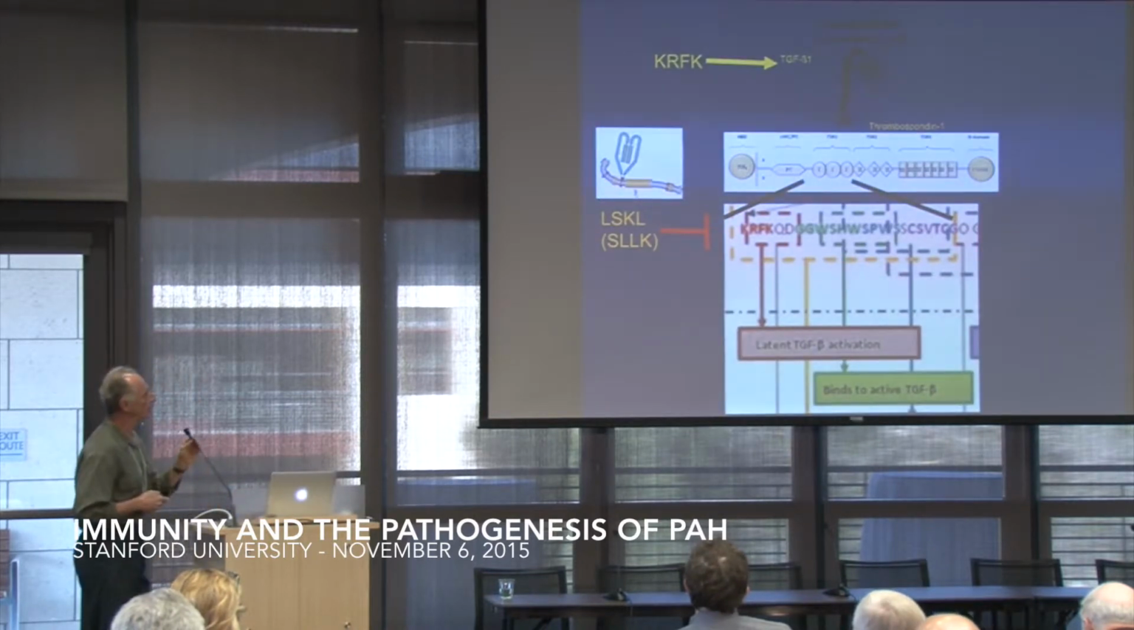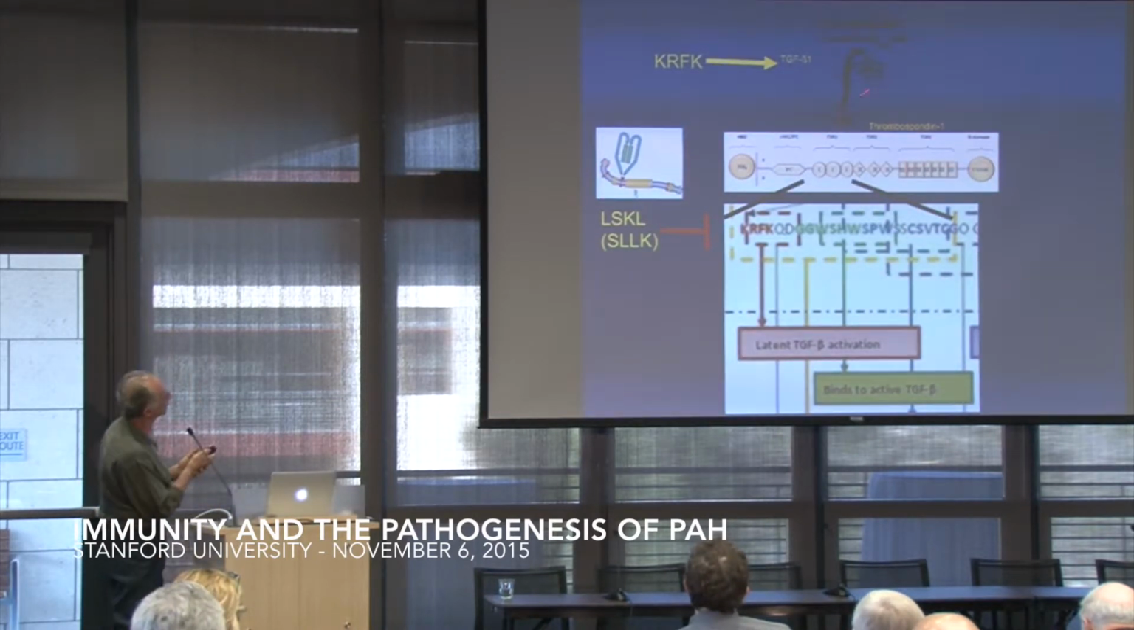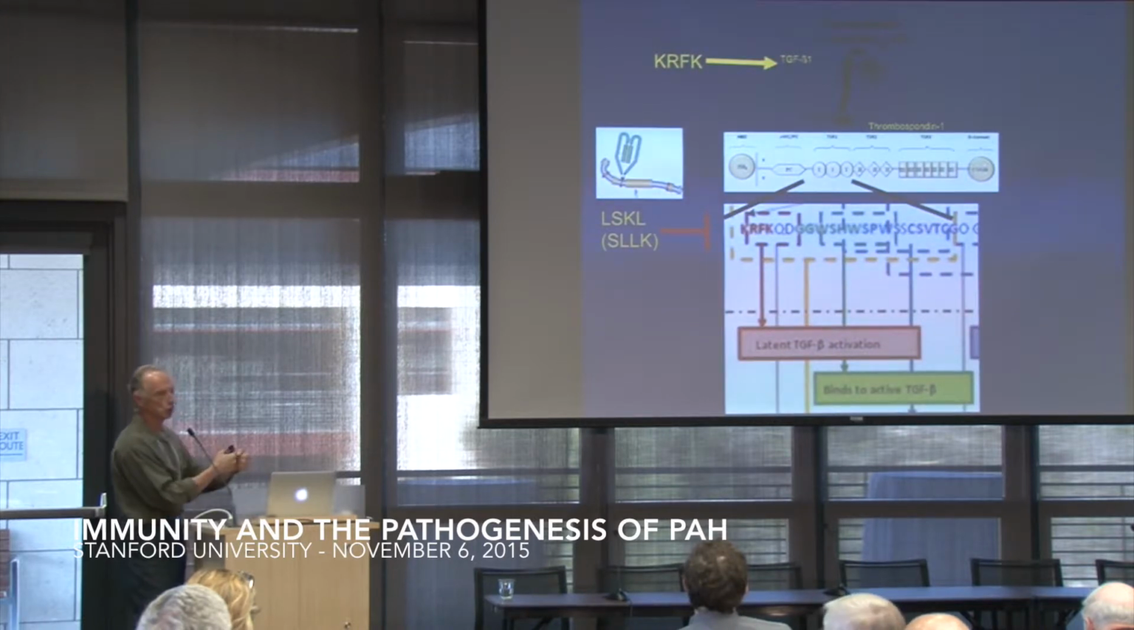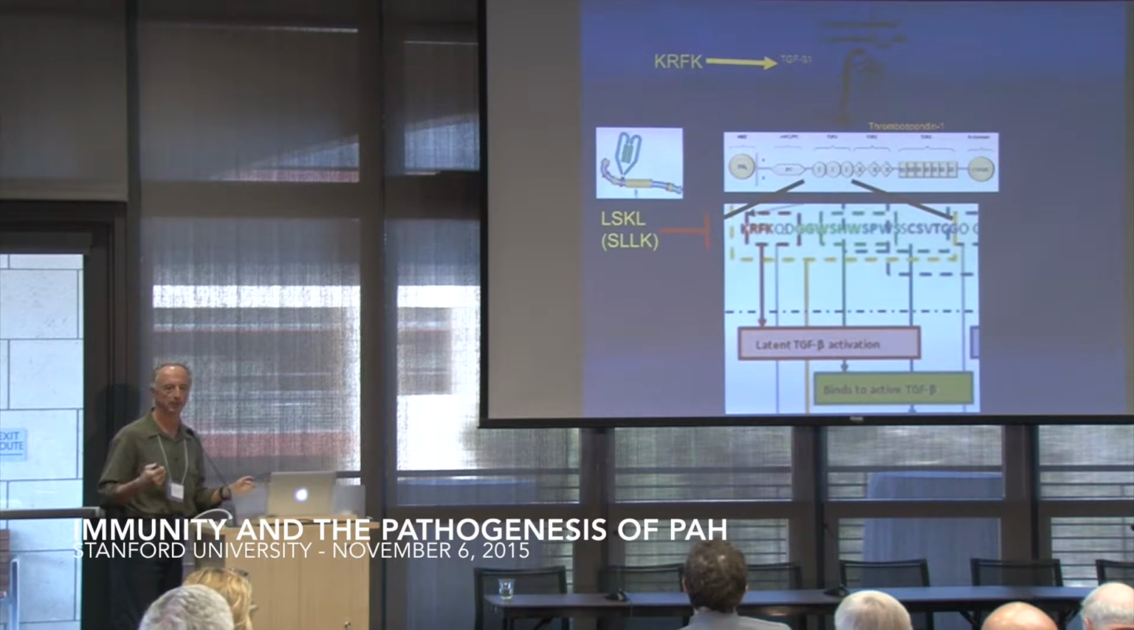So how can we manipulate that? My gosh, it wants to be in the background. But anyway, you can manipulate that, because if you go into the peptide sequence, this tetrapeptide is critically important to dislodge the TGF-beta from the LAP, or latent associated peptide.